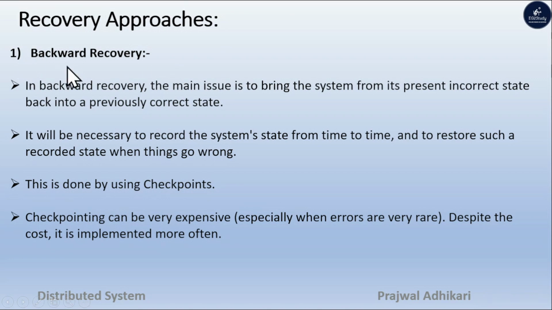At first, backward recovery. In backward recovery, the main issue is to bring the system from its present incorrect state back to its previously correct state. It will be necessary to record the system's state from time to time and to restore such a recorded state when things go wrong. This is done by using checkpoints. Checkpointing can be very expensive, especially when errors are very rare. Despite the cost, it is very easy to implement and most often used.